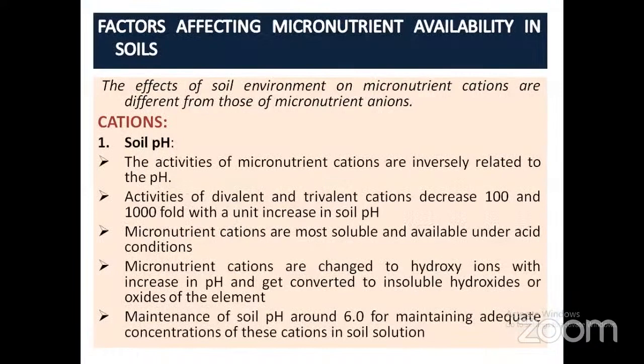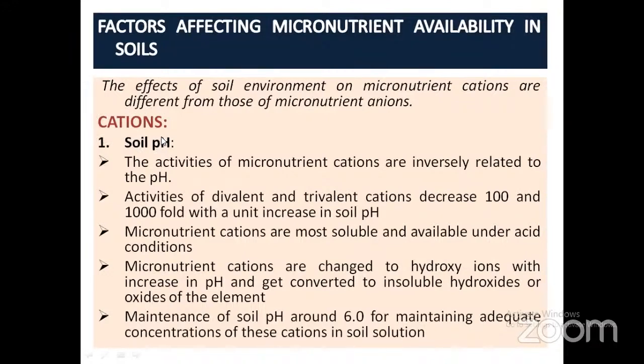Now coming to factors affecting the availability of micronutrients in the soil. So you see, the effect of soil environment on the micronutrient cations is different from that on the micronutrient anions. Soil environment effect means which nutrient is present in the soil, what is the pH, what is the redox condition; they will have different impact on cations and anions. So we'll discuss them separately. Okay. So first we'll discuss the effect of soil environment on cations.